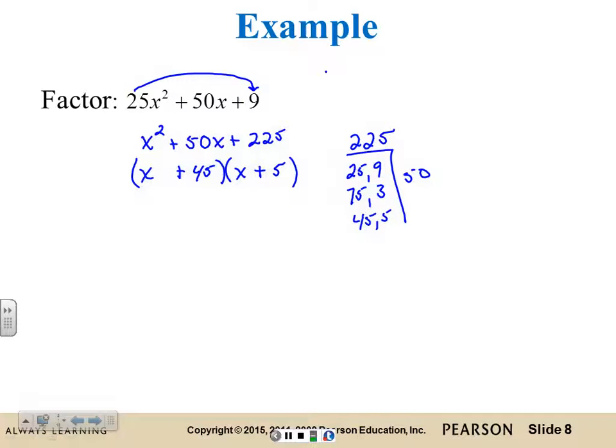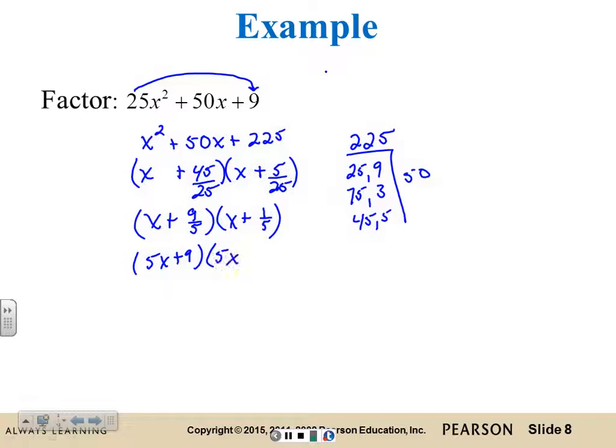And then don't stop there. Remember, we've got to divide out what we multiplied in. So we're going to divide each one of these constants by 25. And we're going to reduce. So 45 and 25 will both reduce by 5 and give us 9/5. And 5 and 25 are both reduced by 5, giving us 1/5. And then what we're going to do is bring the bottom up. So we'll have 5x plus 9 and 5x plus 1. And that's how we would factor that.